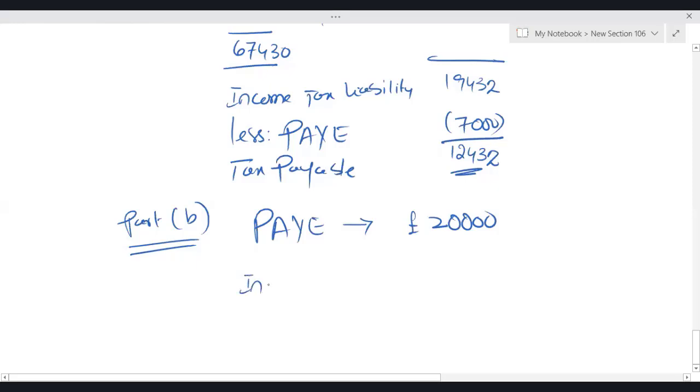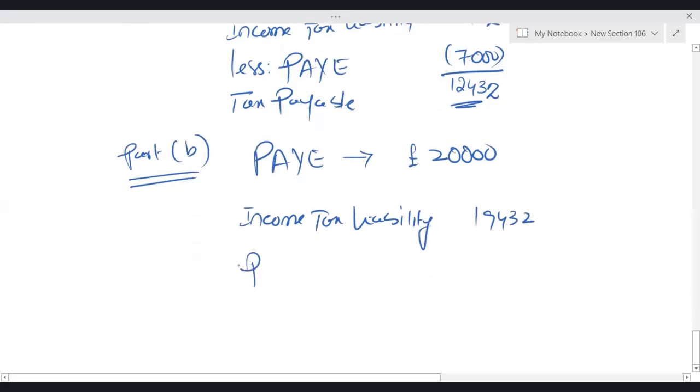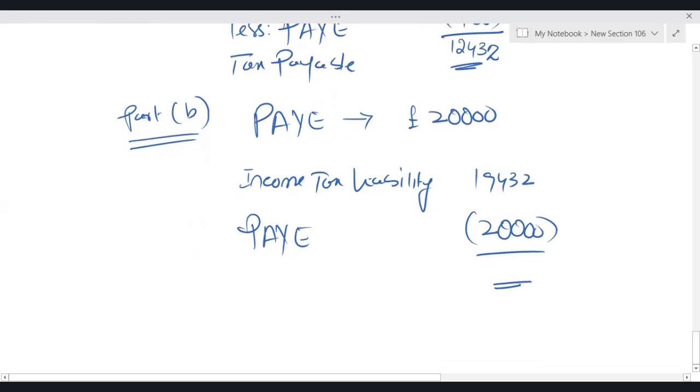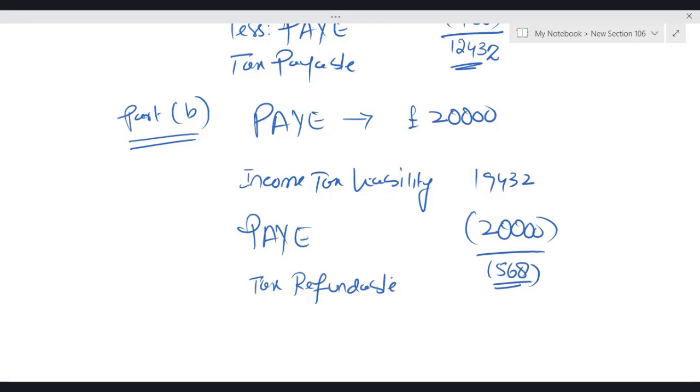Now look at this. Income tax liability is 19,432. Let's deduct pay as you earn, which is 20,000. Logically, the income tax liability is lower than the tax which is already paid in advance. So 19,432 minus 20,000, I got minus 562. Logically, this 562 is not tax payable. It is tax refundable. Actually, Mr. X has paid in advance more tax than the income tax liability.